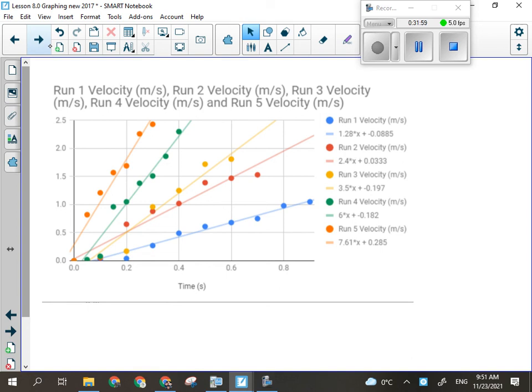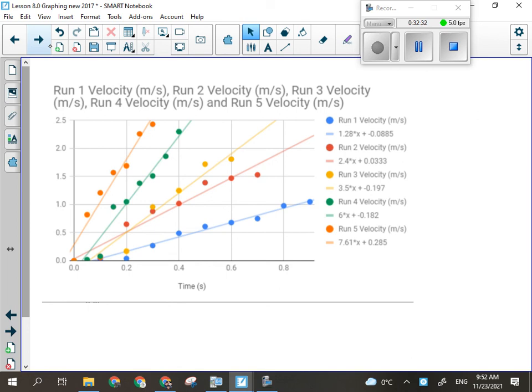So, what I would like you to do with this position versus time graph is show me what the velocity is for run number 4. It's just 6, yeah. Okay, it's just 6.